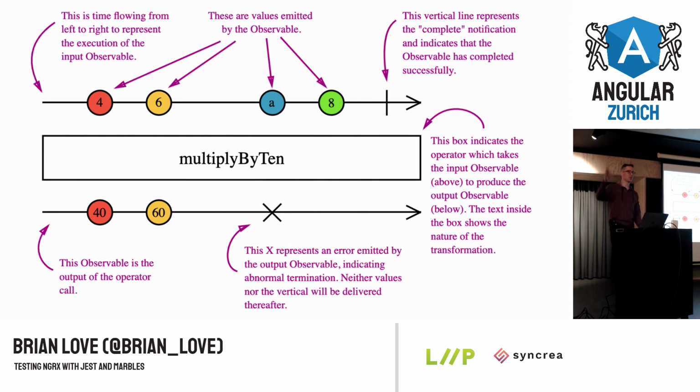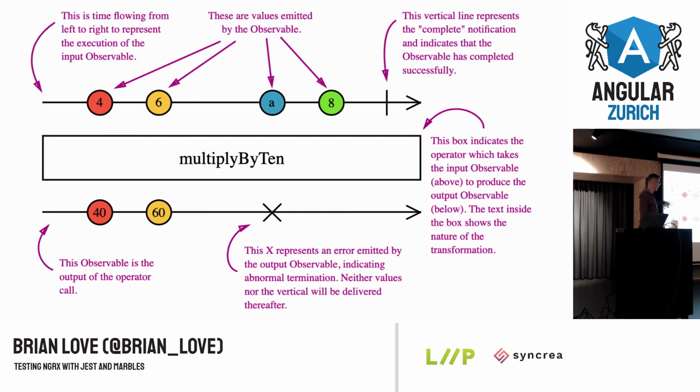How many people are familiar with these marble diagrams? Seen them? Yes, good. All right. I'll quickly review it just so you can see. Basically, here is our observable stream. Our observable stream is emitting what are called next notifications or values. In this case, 4, 6, letter A, 8. And then this pipe denotes a completion of that stream. So the stream is now complete at this point.